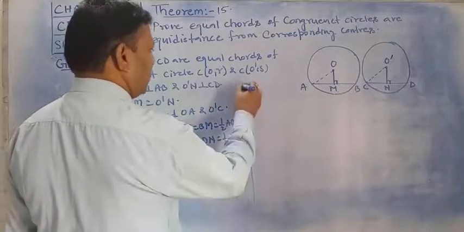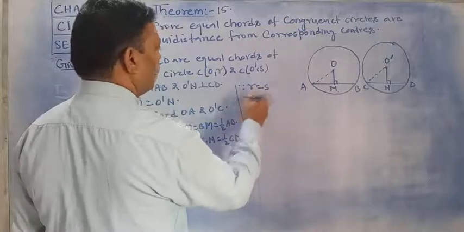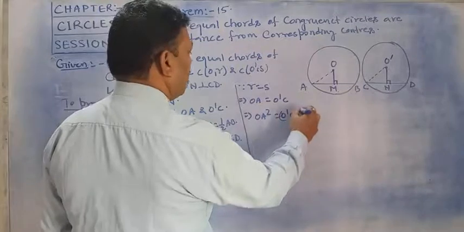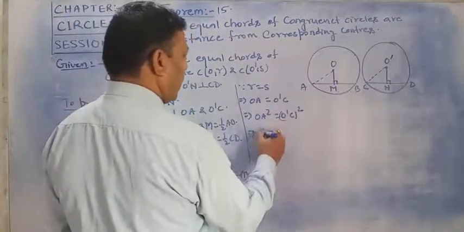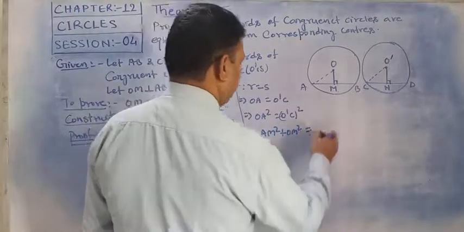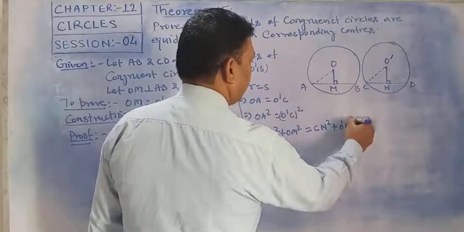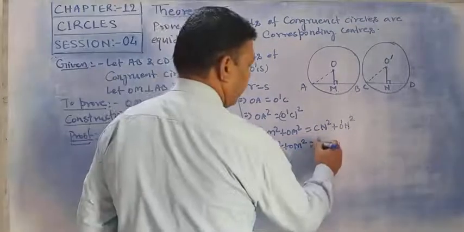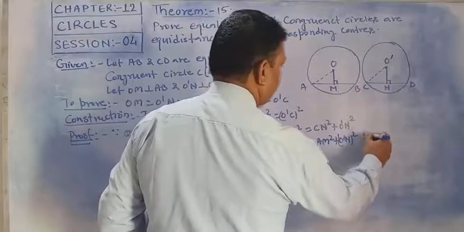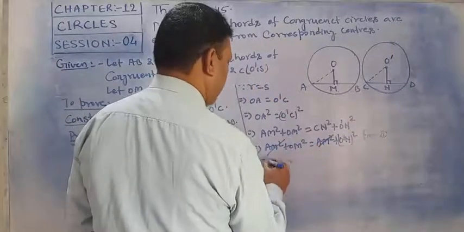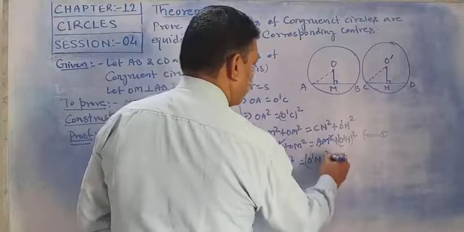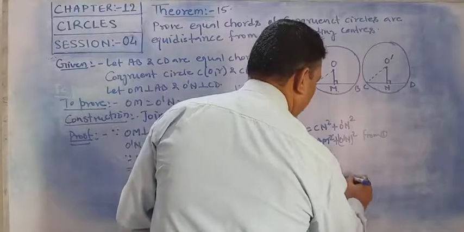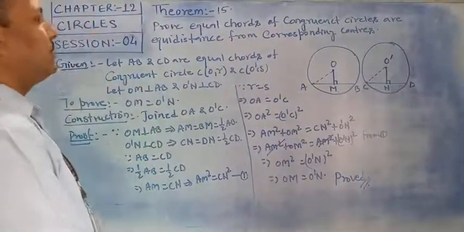Now since the radii are equal, this implies that OA equal to O dash C. This implies that OA square equal to O dash C square. From Pythagoras theorem, we can write OA square equal to AM square plus OM square, equal to CN square plus O dash N square. This implies that AM square plus OM square equals AM square plus O dash N square, from first. So AM square cancels. This implies that OM square equal to O dash N square. So this implies that OM equal to O dash N. This verified our required proof. This proves that the equal chords of the congruent circles are equidistant from their corresponding centers.